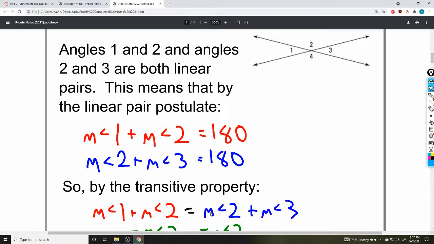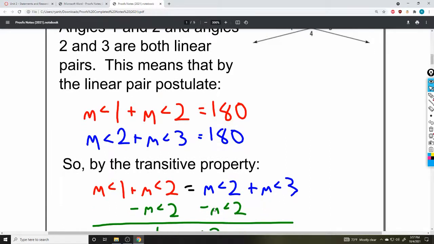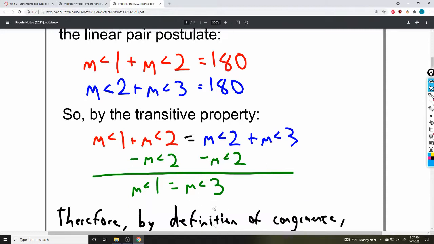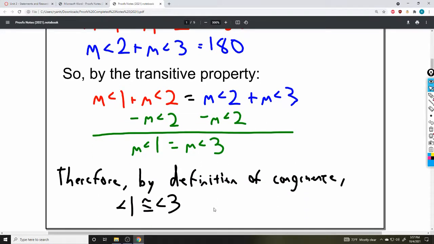And if you look at this equation, you'll notice that both sides have measure of angle 2. So I can just subtract the measure of angle 2 from both sides, and I end up with angle 1 and angle 3 being the same measure. Oh, the angles are the same measure? That means they're congruent. That's what congruent means. That's our definition of congruence. And so we wind up at our conclusion that these vertical angles across from each other have to be congruent. So it's the same argument, but just made a little bit differently.